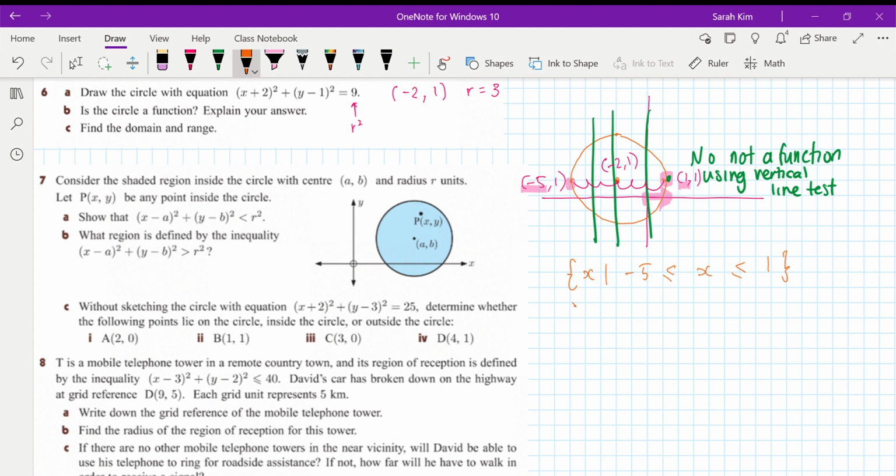My y, similar thing, I just have to figure out my biggest points. So from the center, if I add 3 to the y-coordinate, 1, 2, 3, 4, so my coordinate is -2, 4. And then this one over here is 0, -1, -2, so -2, -2. So my smallest is -2, my highest is +4. So I've got -2 to +4, and that should be it.